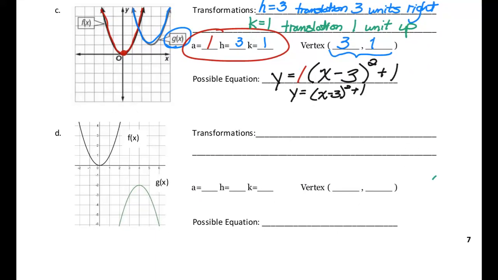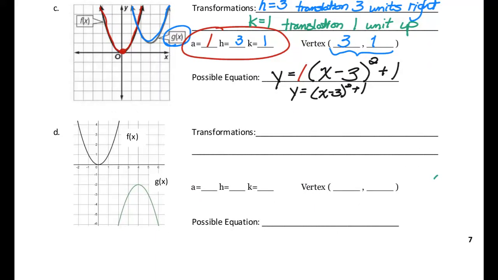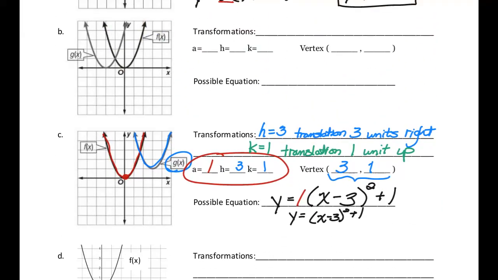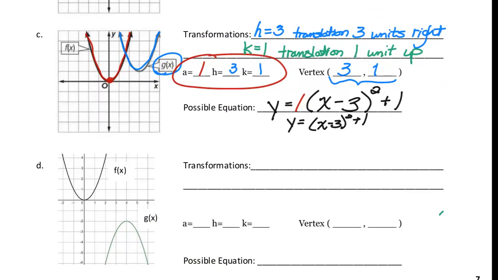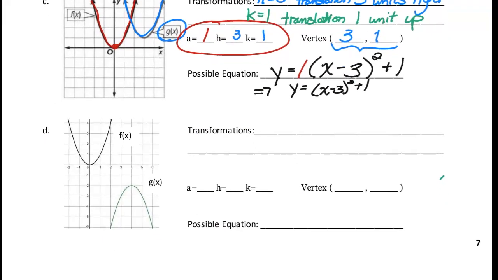Questions on that? What happened to the other one? I just skipped it, just because we don't have time. I'm talking about the 1. Well, 1 times anything is just going to be that anything. So it's not necessary. This is just a slightly more simplified version. But if you give me that 1 there, that is absolutely correct. I won't count it wrong at all. So you do what you feel comfortable doing. If you put the 1, that's fine. If you put negative 1, that's fine.